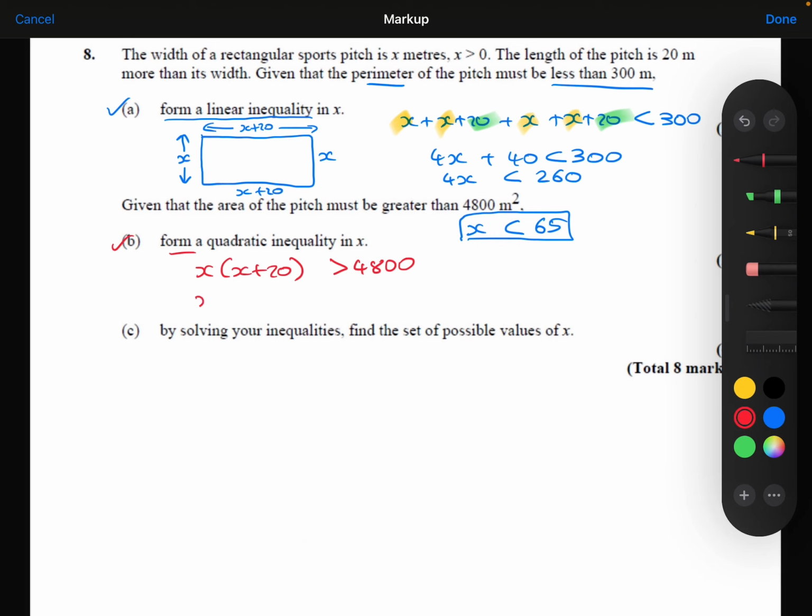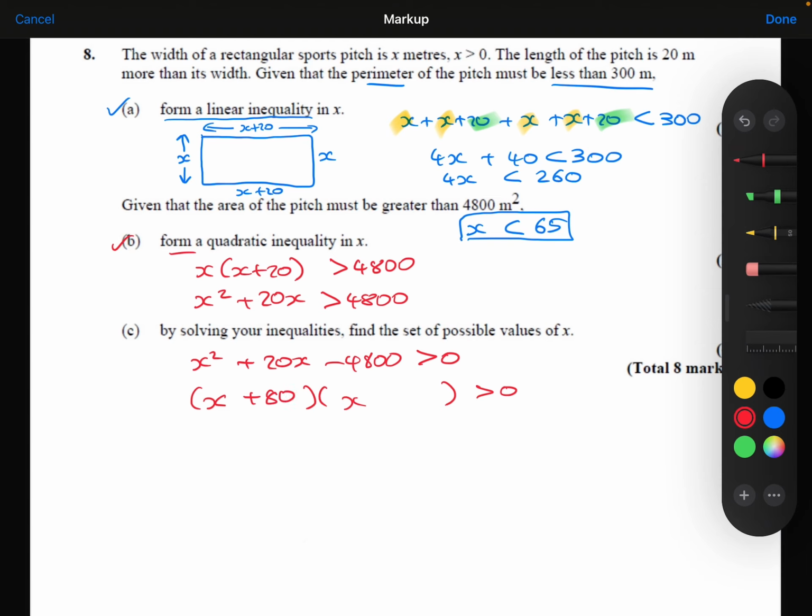Next, for the quadratic, let's expand the brackets there. So x times x is x squared, x times 20 is 20x. Take the 4,800 away from both sides. And factorise. So we're going to have x plus 80 and x minus 60, because 80 times 60 is 4,800. And the 80 plus the minus 60 is 20.